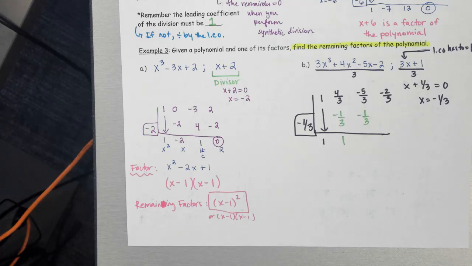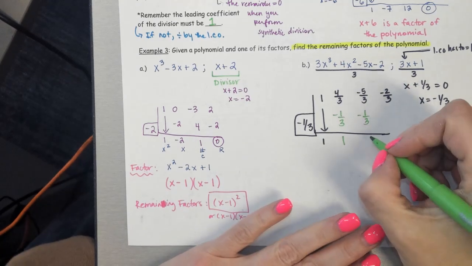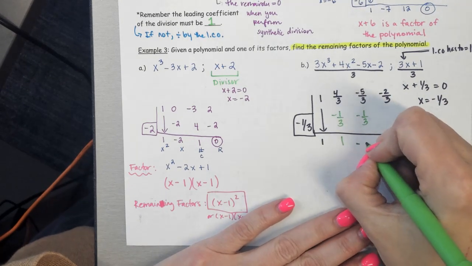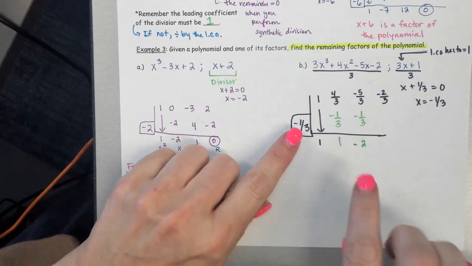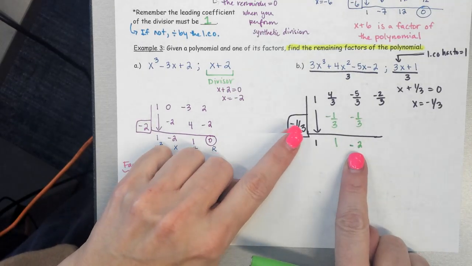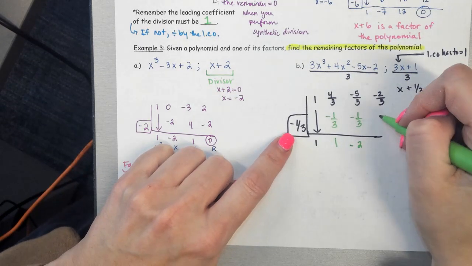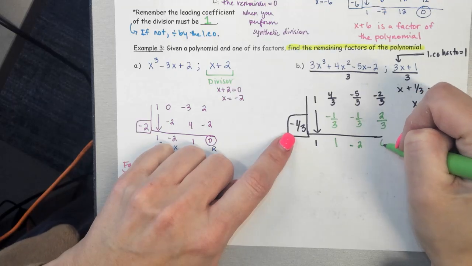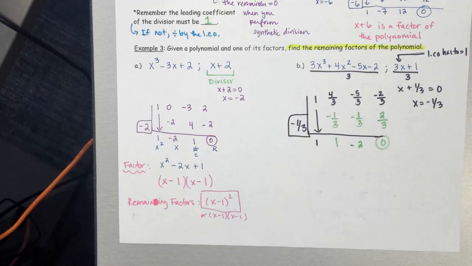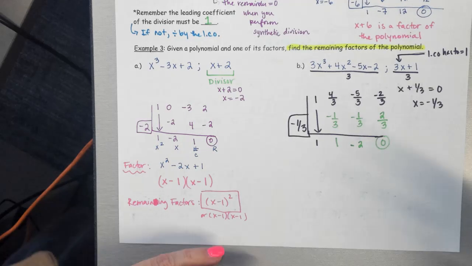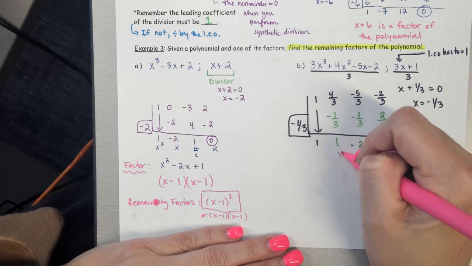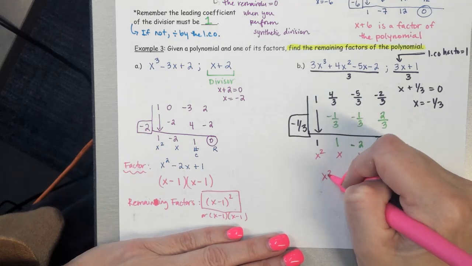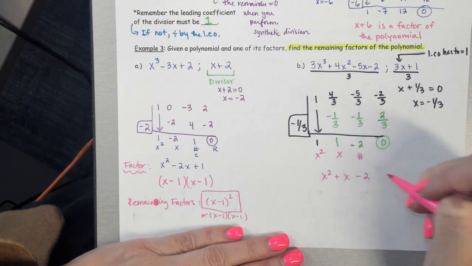When you got negative 6 over 3, that reduced to negative 2. When you multiply by the numerator, a negative times a negative is a positive. Remember, you should be getting 0 there because it tells you that it's a factor. Then you can write out your trinomial. So you have x squared plus x minus 2.